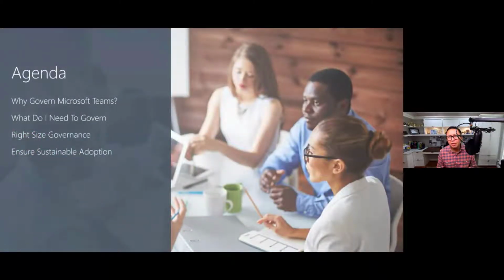What we're going to cover in the next 45 minutes is these 4 key questions. Number 1, why govern Teams? What's the big deal? Second, we'll talk about what you need to govern as you think about Teams. And then I'll walk you through tips on how you right-size governance. And last but not least, as we all know, governance and adoption go hand in hand. So I'll walk you through tips and tricks and resources on how you can ensure sustainable adoption.